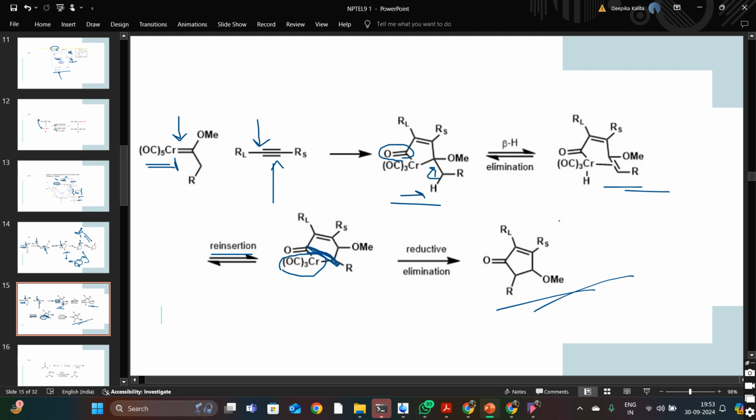So this Dötz benzannulation or Dötz annulation is considered to be a very important methodology in the total synthesis of natural products or biologically active molecules. So this methodology is very important for the organic chemists who are working on natural product synthesis.